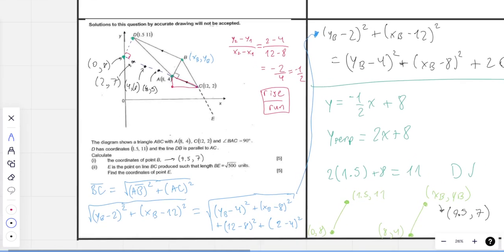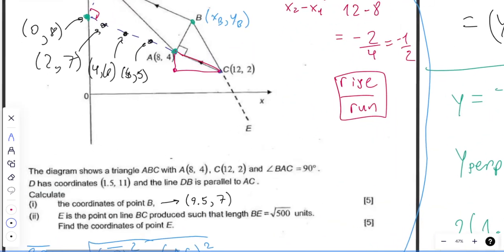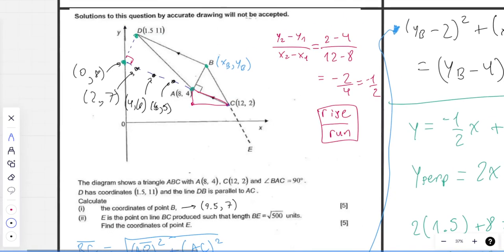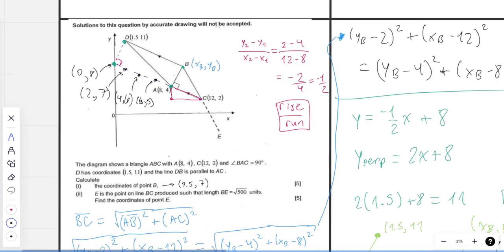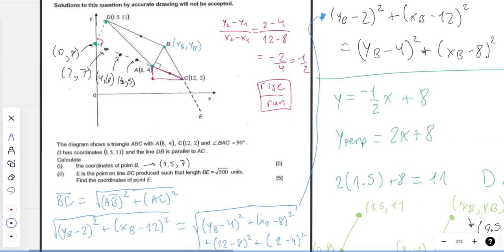2.75, 9.75 is B. I don't really see how that makes sense if A is at 8 comma 4, because 2.75, 9.75 would be somewhere way back here. And if the angle is a right angle, the point would have to be further out here. Do you have any work for that?